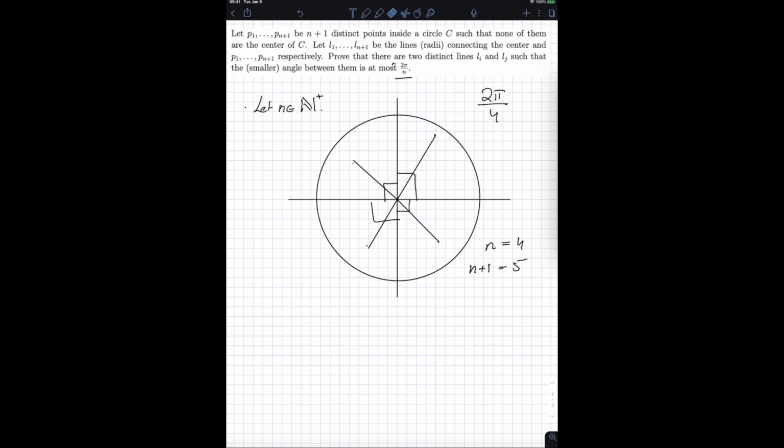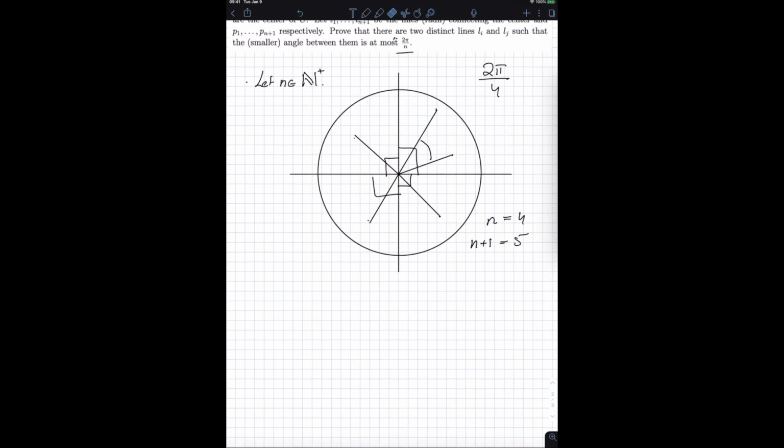Now, no matter where I place the 5th point, the 5th point has to lie in one of the 4 regions. So let's say I place that 5th point over here. Now, when I join this point with the center, this angle has to be less than 2 pi over 4, because this entire angle is 2 pi over 4, so that one has to be less than that. So this is the general idea. Now, the way you write it up is as follows.